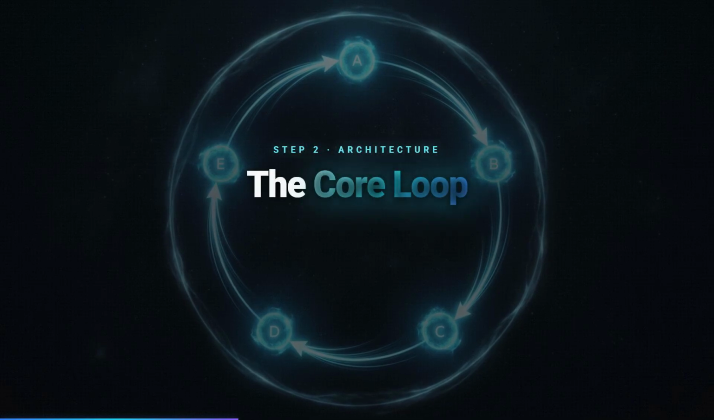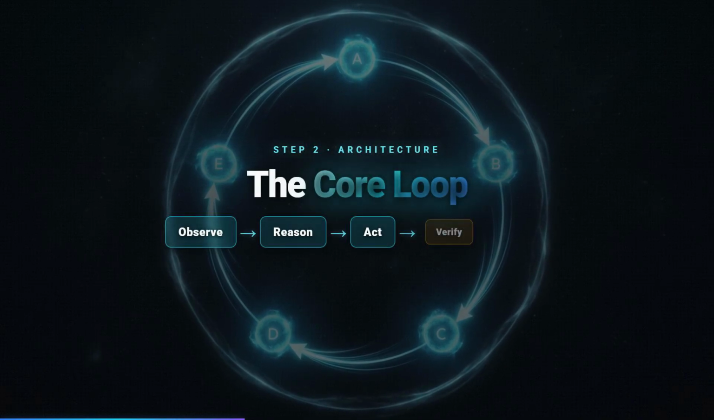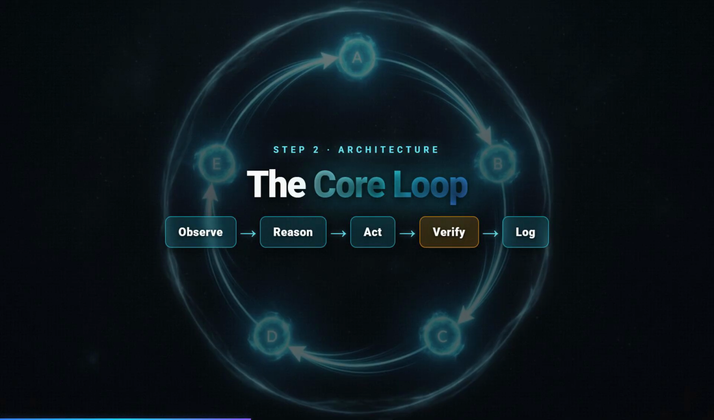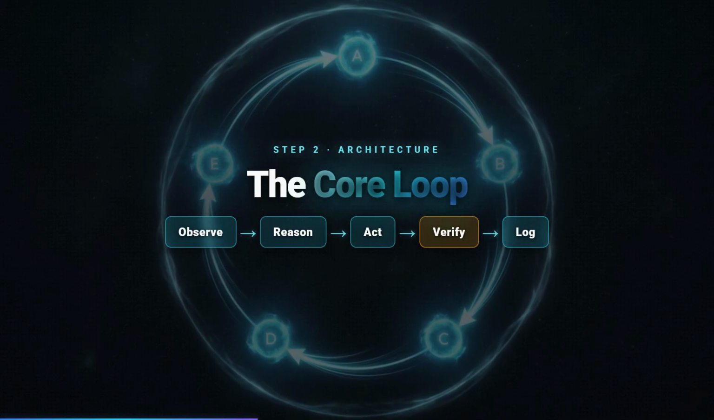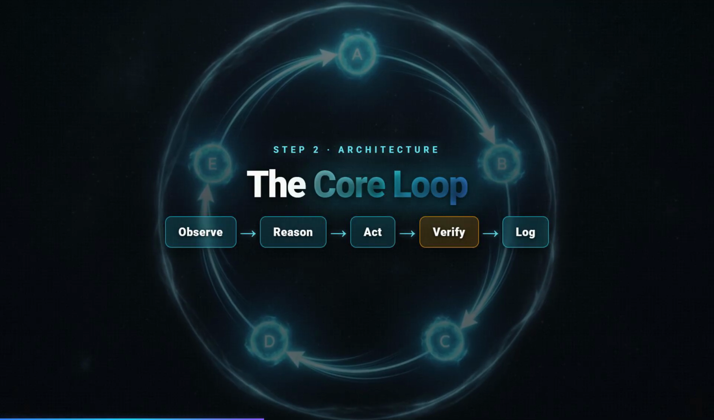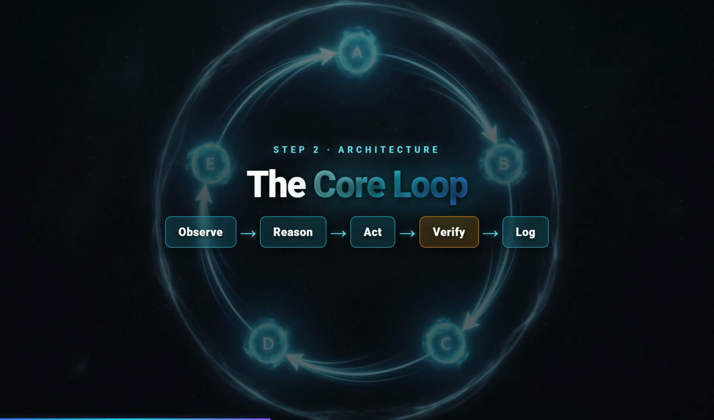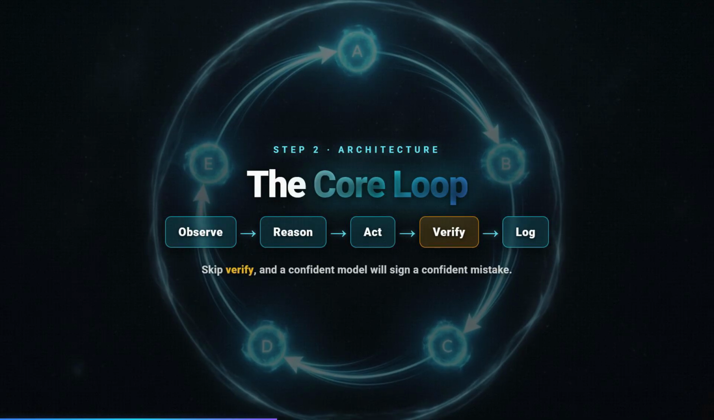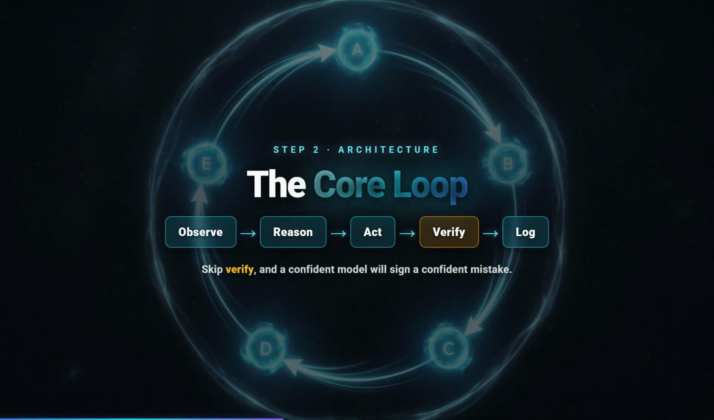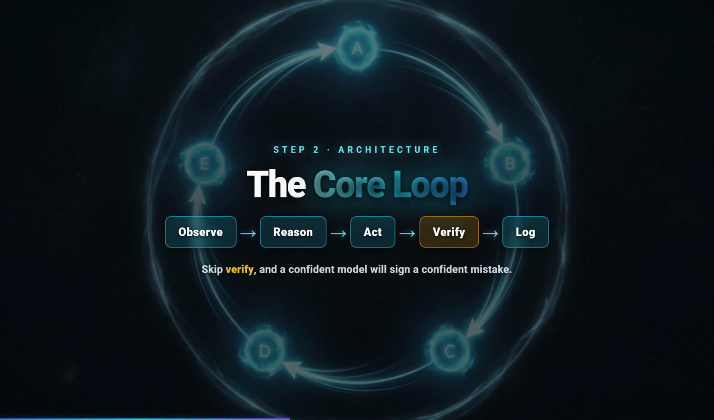Every solid agent runs the same loop. Observe, reason, act, verify, log. It pulls fresh data, asks the model what to do, prepares the action, simulates it, and records everything. Skip the verify step, and a confident model will sign a confident mistake.